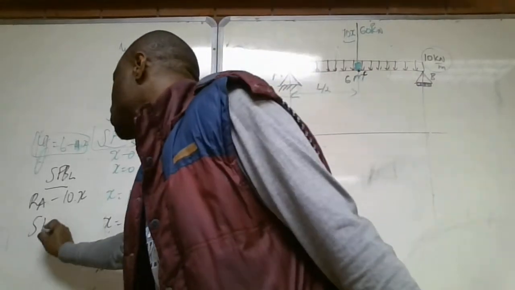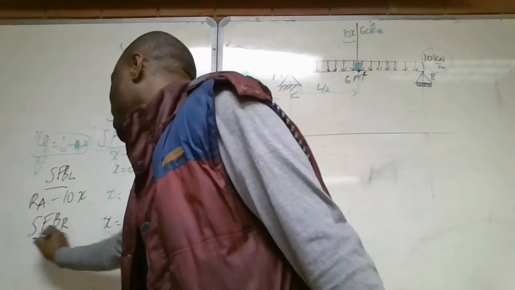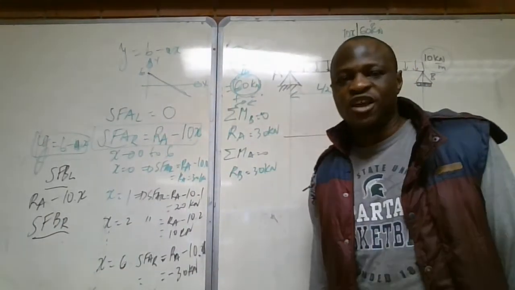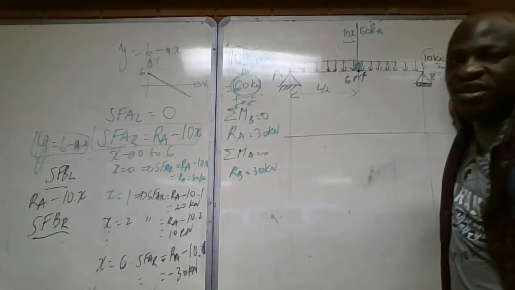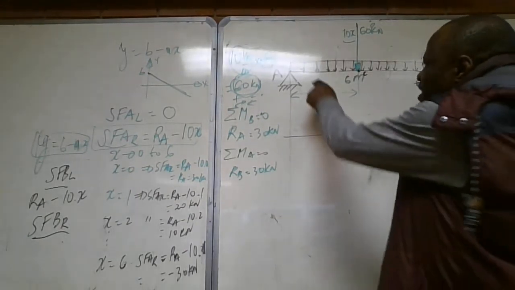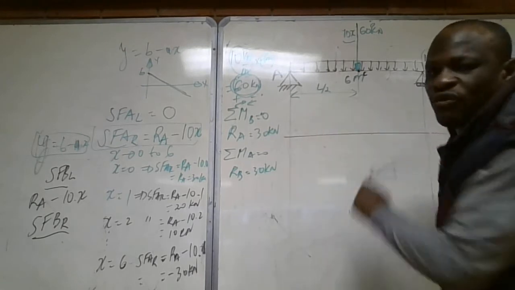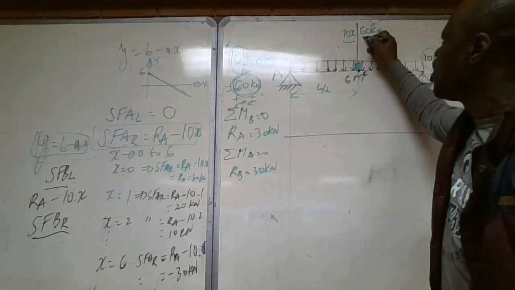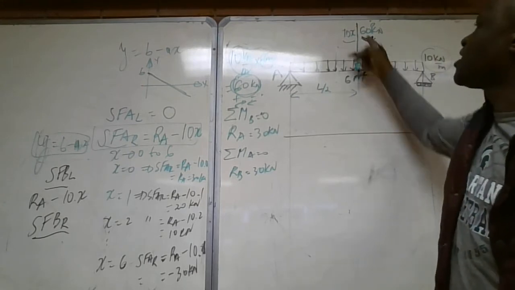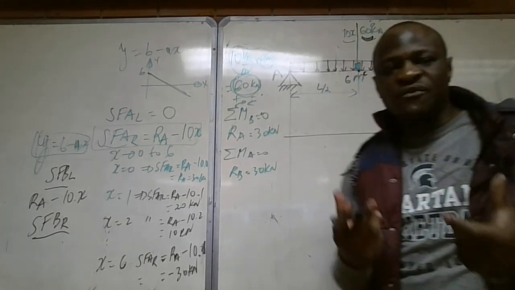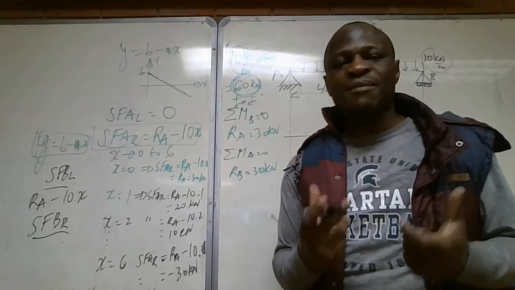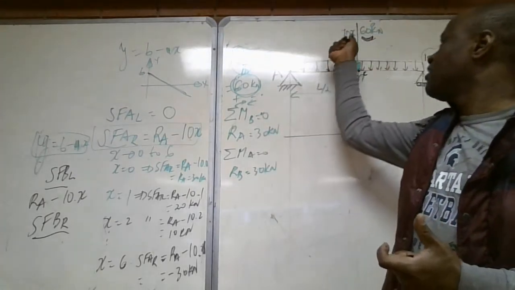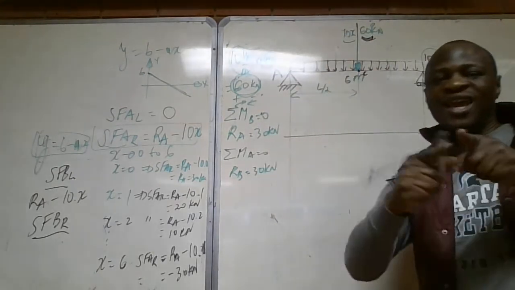Then shear force at B right. Now at B right, what happens? We are beyond the support B. We have now covered the whole length of the UDL. By covering the whole length of the UDL, we now have a resultant load of 60, which is the virtual load that gives us the same effect as the 10x when we were on the length of the UDL.